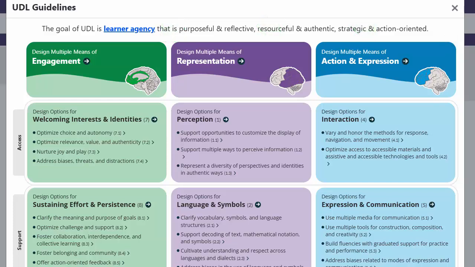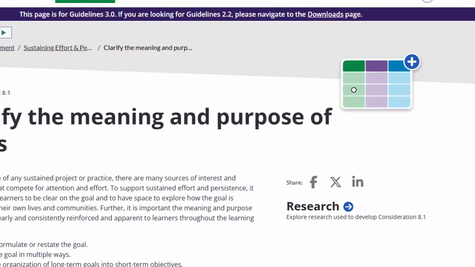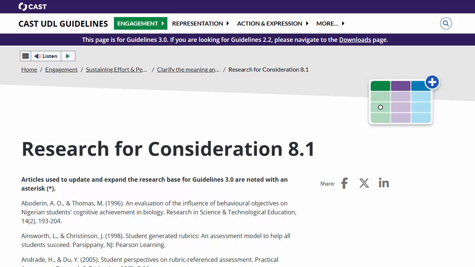What's really handy is that if you click on any of these guidelines or considerations, you'll find an easy explainer guide. And my favorite part, you can further explore the significant body of evidence which supports each guideline and consideration by clicking the associated research button.